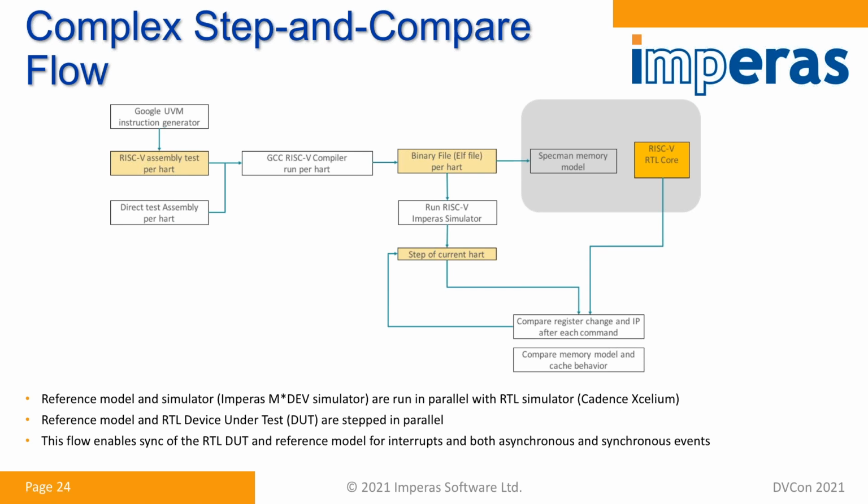So again, the Cadence Specman and Cadence Excellium RTL simulator are used, and the reference model and the RTL device under test are stepped essentially in parallel, but the reference model can take cues from how the RTL reacts to the interrupt. And this flow enables the sync of the RTL device under test and the reference model for interrupts and both asynchronous and synchronous events.